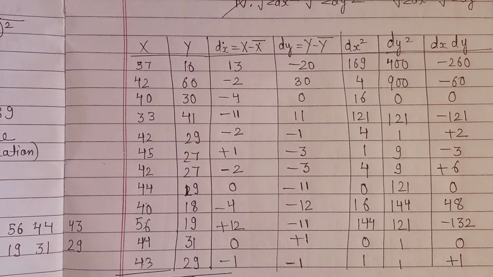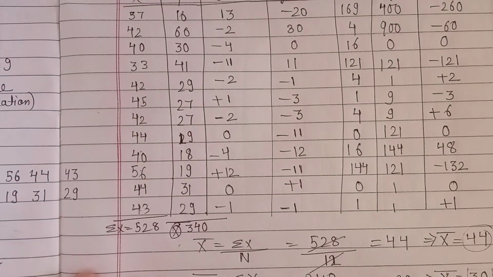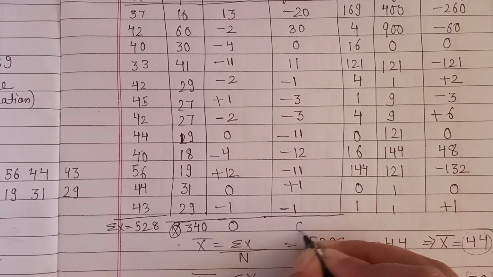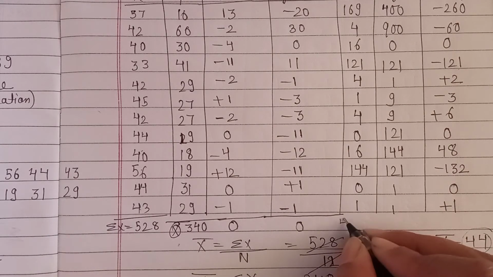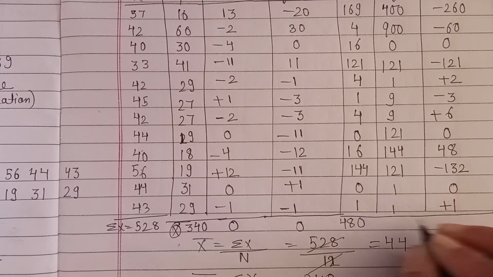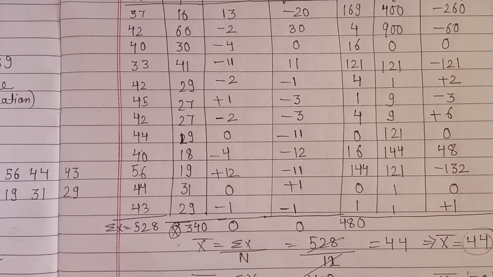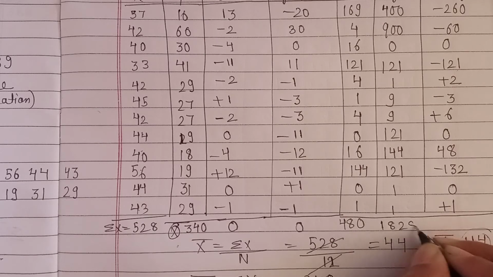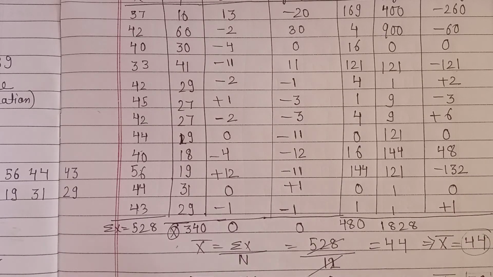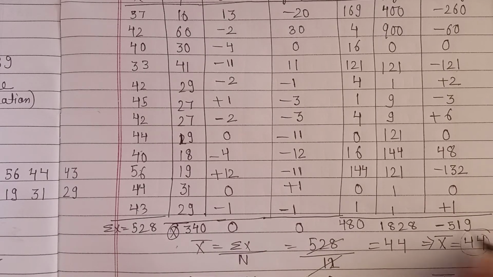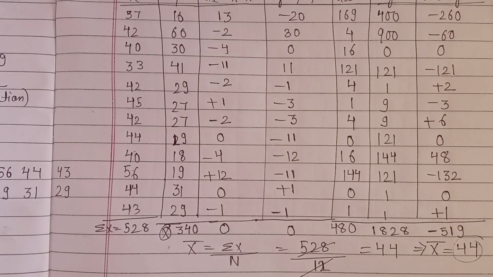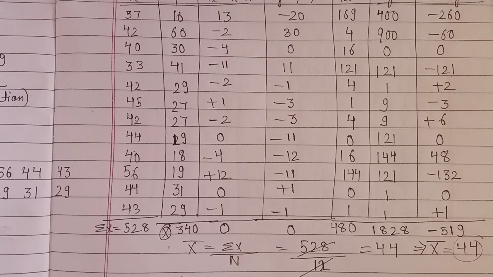Now we have to find the sum of dx and dy. So the sum of dx, here if you find, you will get 0. Sum of dy, if you find, you will get 0 again. Sum of dx square is 480. Sum of dy square, you will get 1828, and sum of dx into dy is minus 519. So these all are the values of summation of dx, dy, dx square, dy square, and dx into dy.